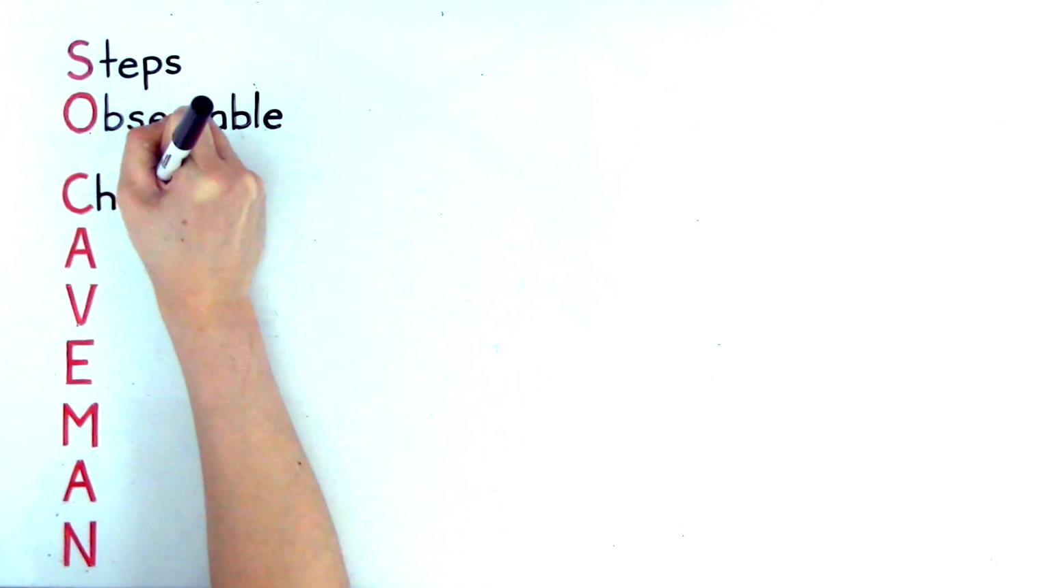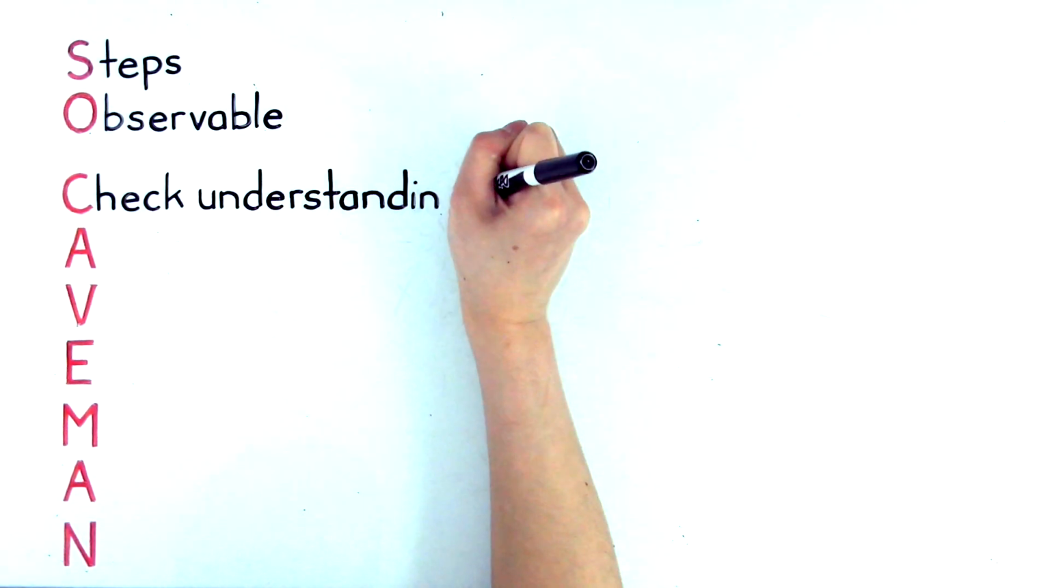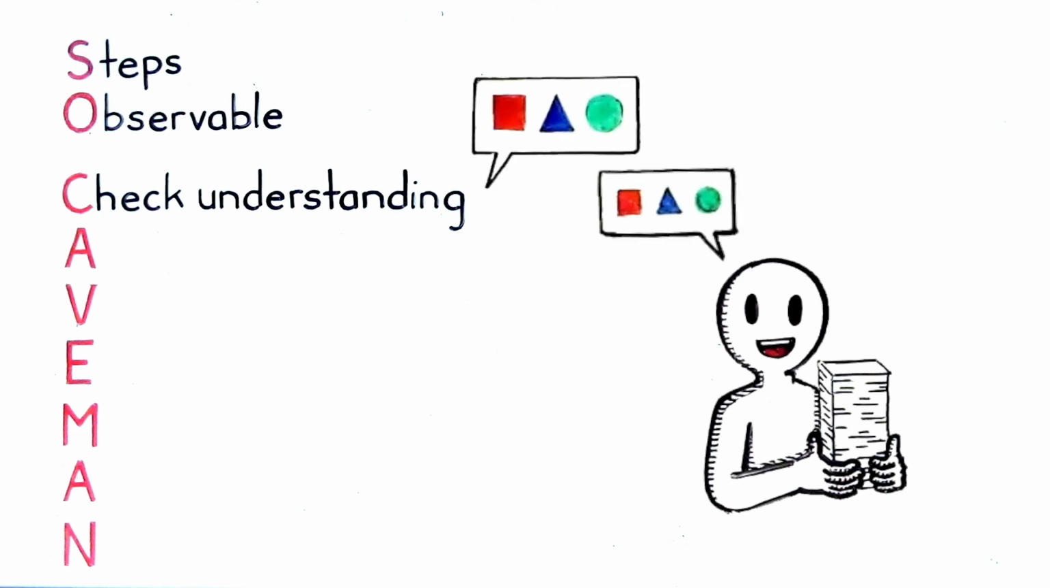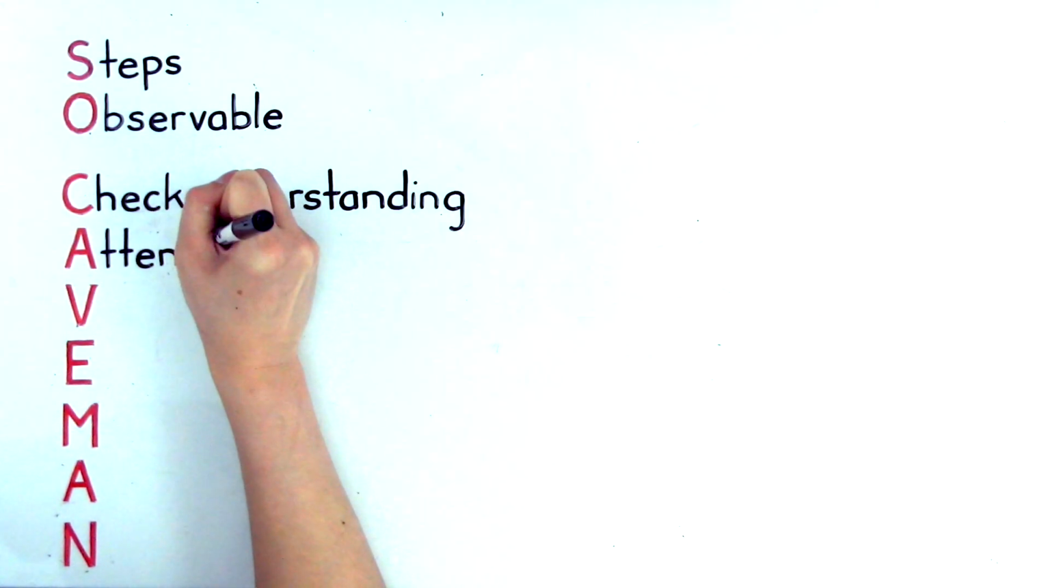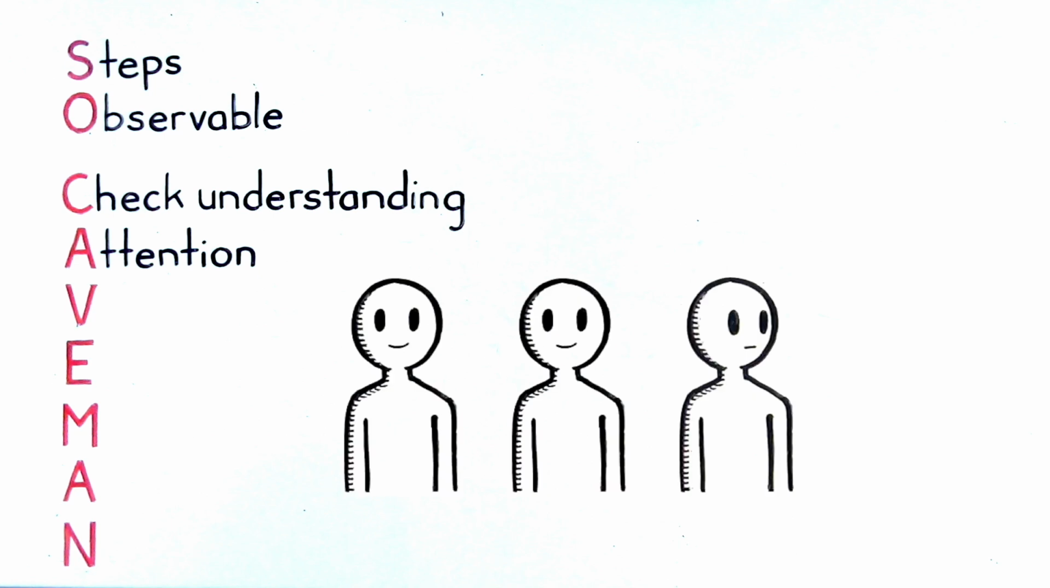If your directions are complicated or unusual, you should check to see that your students understand what to do before you ask them to start. You can do this by simply asking one student to repeat the direction. A good way to ensure understanding is by getting 100% of your students' attention when you give directions. That means all eyeballs should be on you.